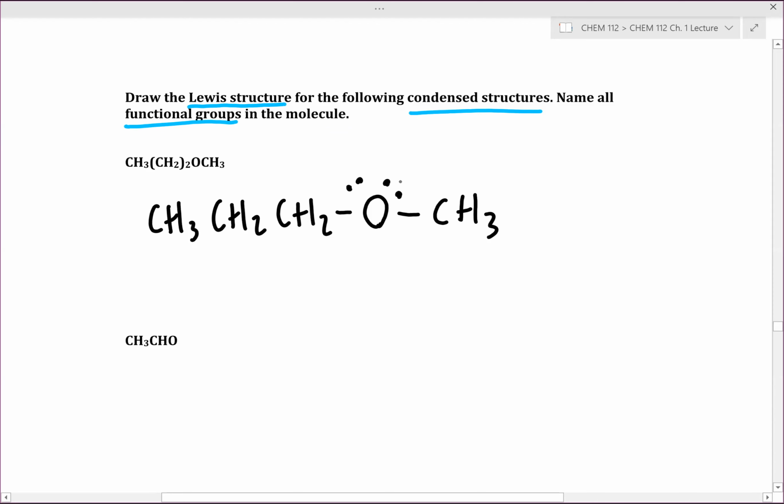Okay, so we've started to expand out this condensed structure, and the key thing, we've written out the number of lone pairs needed to satisfy the octet for oxygen. Finally, what do we call this bonding arrangement, this carbon-oxygen-carbon arrangement? Ether, exactly right. So this is known as an ether. Carbon, oxygen, carbon.